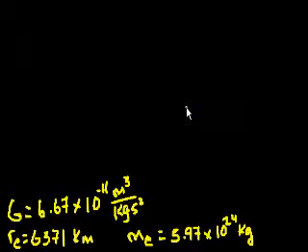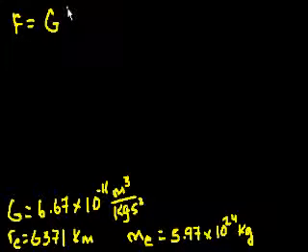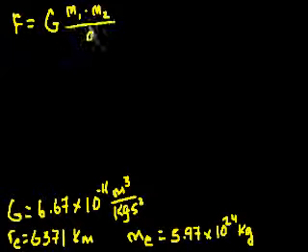But with that said, let's learn to deal with gravity, and we'll do that learning Newton's law of gravity, and this works for most purposes. So Newton's law of gravity says that the force between two masses, and that's the gravitational force, is equal to the gravitational constant G times the mass of the first object times the mass of the second object divided by the distance between the two objects squared.